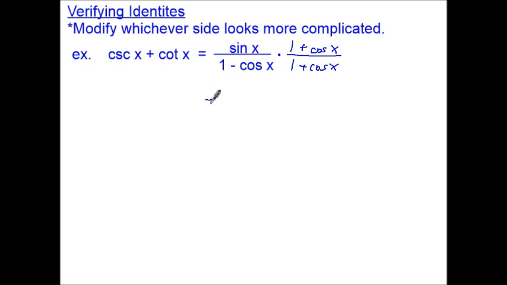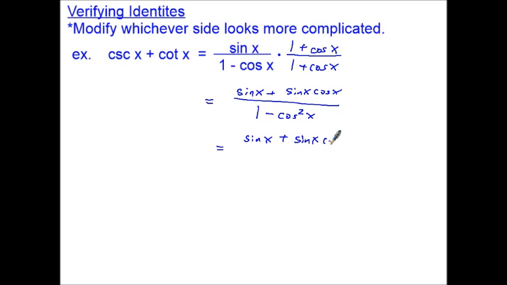Okay, so by doing this, my numerator becomes sine of x plus, I'm distributing, sine of x cosine of x. And then my denominator becomes 1 minus cosine squared x. Again, just doing a difference of squares sort of thing. My numerator I'm not going to mess with anything quite yet, just mostly for helping show the steps here. So sine x plus sine x cosine x.